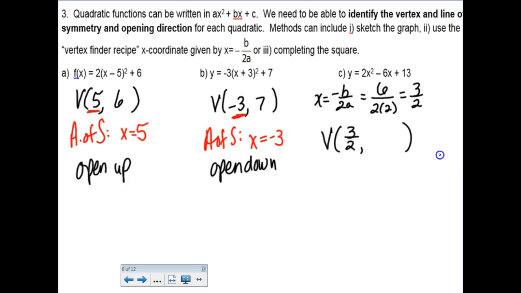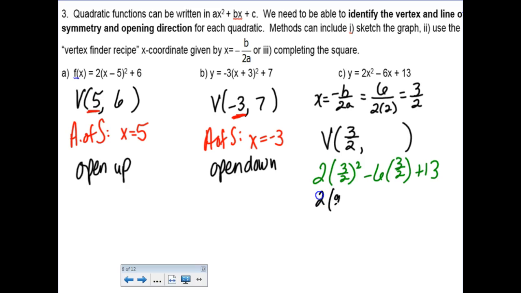What do I have to do to find the y-coordinate? Plug it in. All right, here we go. Since y'all love to work with fractions, 2 times 3 over 2 squared minus 6 times 3 over 2 plus 13. Squaring a fraction, you square the numerator and denominator, so that's 9/4, right?